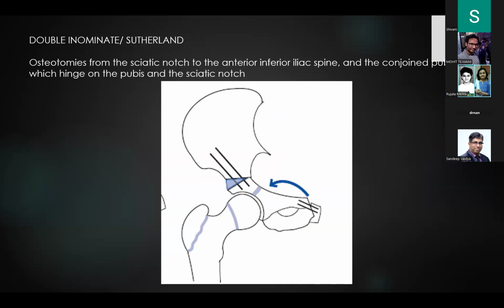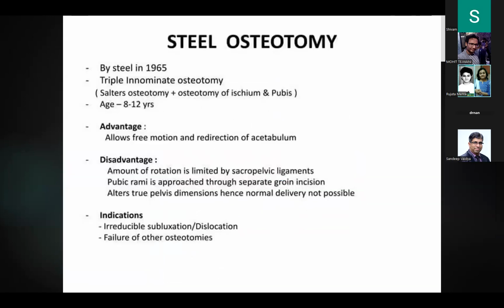The double innominate osteotomy of Sutherland is basically a Salter's innominate osteotomy coupled with a pubic osteotomy through the conjoint portion of the pubis. Again, here the fragment is reoriented. The Steel's triple innominate osteotomy is basically the Salter's plus the pubic osteotomy along with an osteotomy through the ischium. The advantage here is that it allows free motion and redirection of the acetabulum, but the amount of rotation is limited by sacropelvic ligaments. The pubic rami is approached through a separate groin incision.